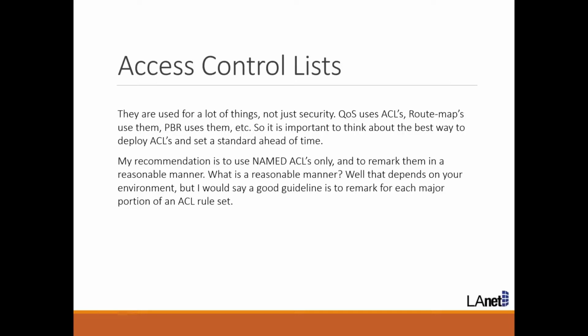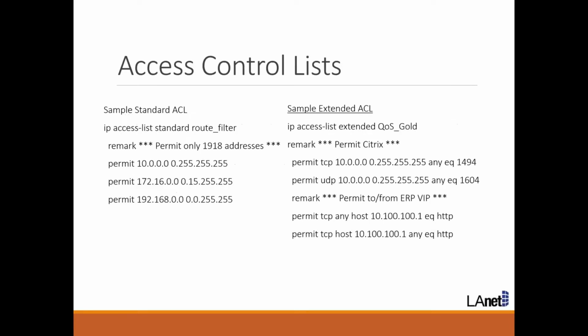Reasonable can be a little bit wishy-washy. In general, I say, for every major portion of an ACL, set up a remark for that major portion. So here's an example. Standard ACL, I've named it route underscore filter, underscores, dashes, either way works. And you can see I'm not going to put a remark on every single IP address. I just say, hey, permit only these RFC 1918 addresses, right? The 10/8, 172.16/12, and the 192.168/16.